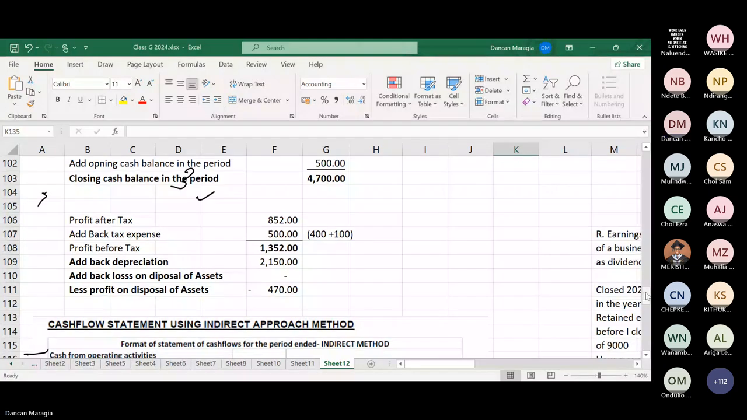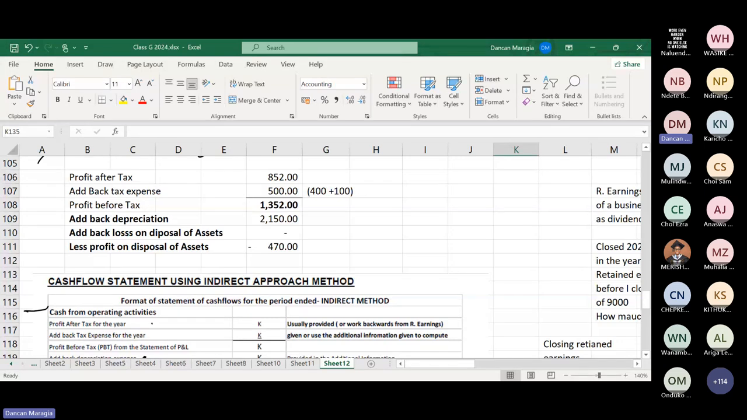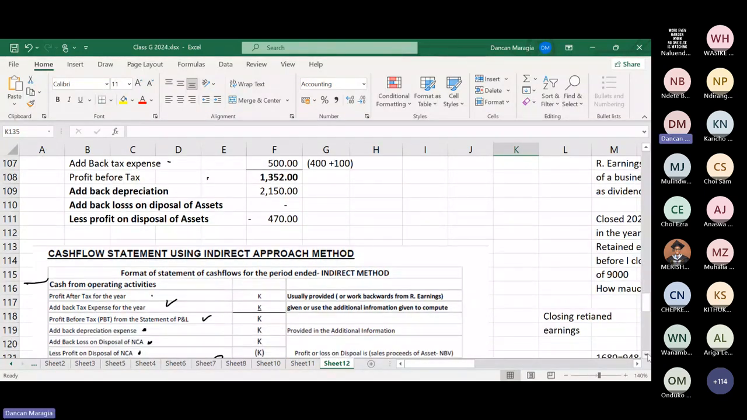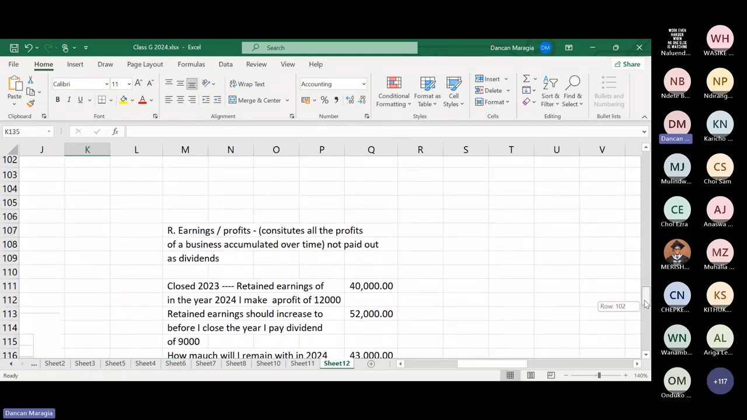Now, when you look at that, we had started from the profit after tax for the year, add back tax expense, which we did here, profit before tax, which is this, and then we were able to add back depreciation, which was this. Add back loss, less profit. So add back loss on disposal, we did not have a loss, but less profit on disposal for 470, which in the question was found by looking at the assets which had been sold. So I hope we are picking up.